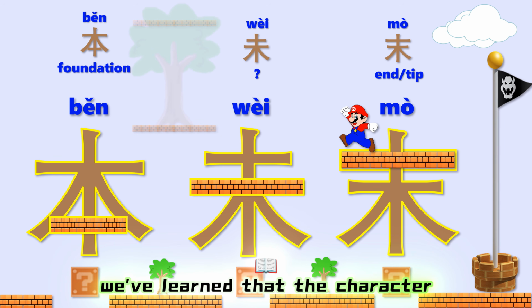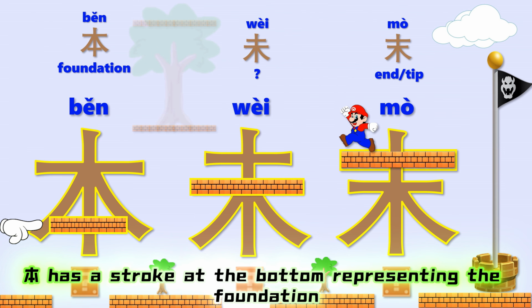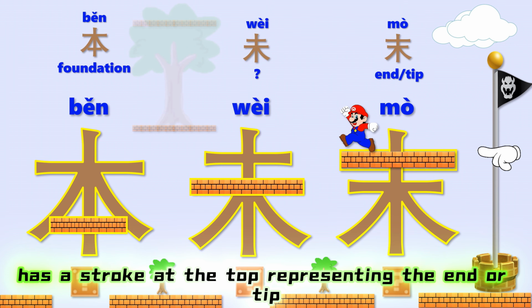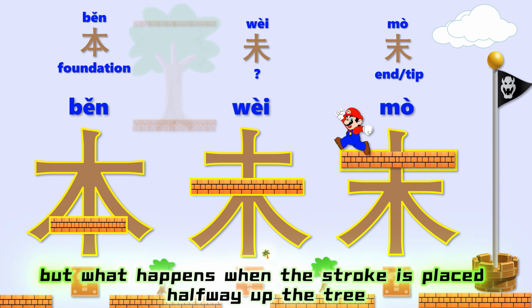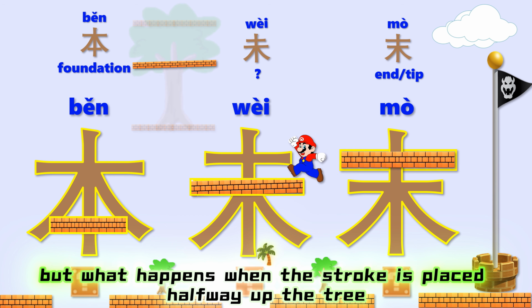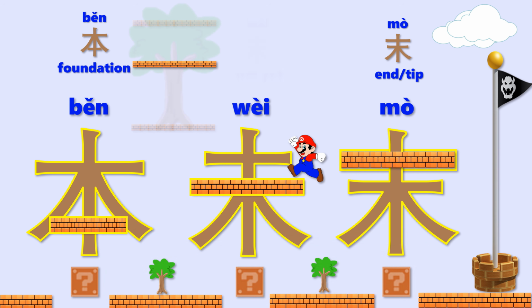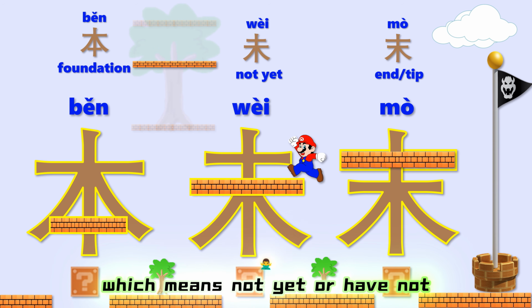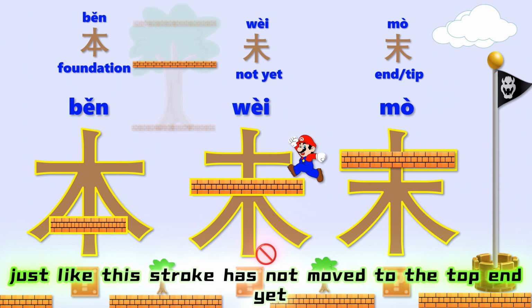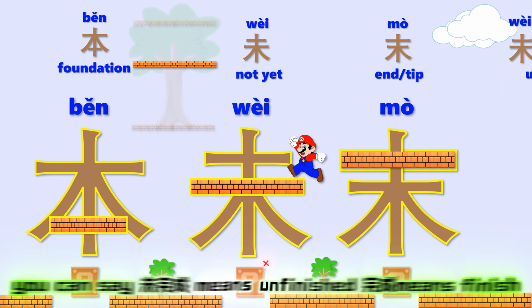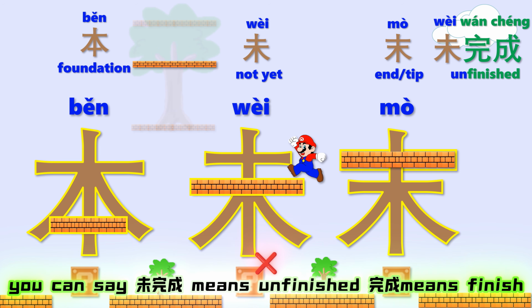We've learned that the character bēn has a stroke at the bottom, representing the foundation, and the character mo has a stroke at the top, representing the end or tip. But what happens when the stroke is placed halfway up the tree? We get the character wei, which means not yet or have not, just like the stroke has not moved to the top end yet. For example, you can say 未完成 means unfinished.